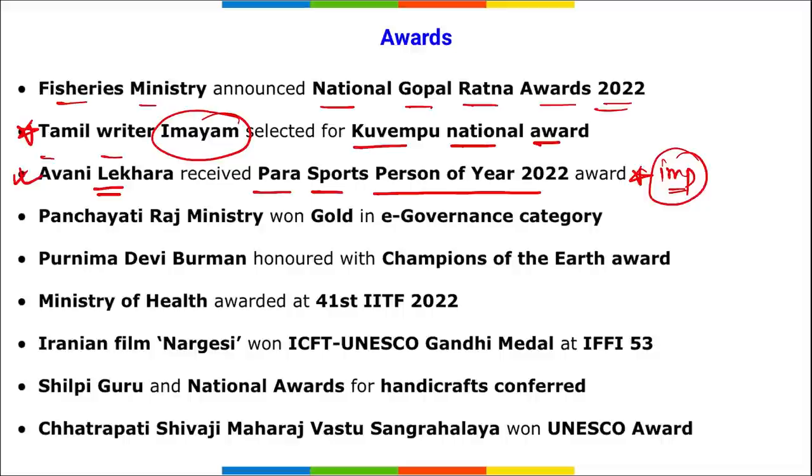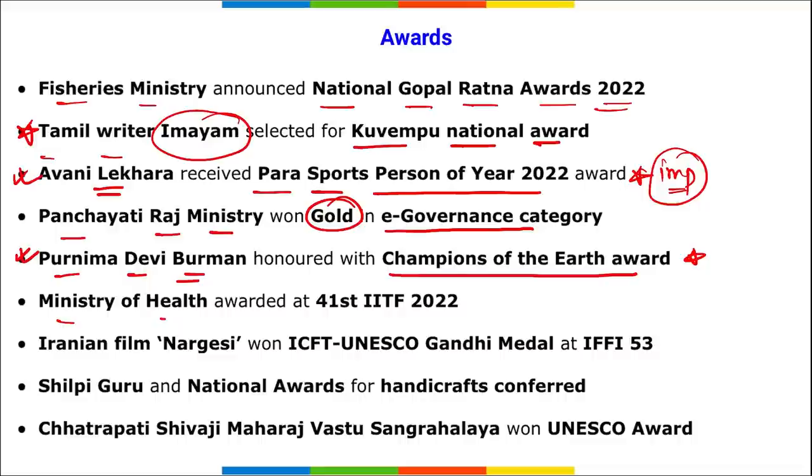Then Panchayati Raj Ministry won gold in the e-governance category. Purnima Devi Burman has been honored with the Champions of the Earth award. This is for keeping our earth clean, alright, safe, and then working towards the sustainable development goals. Alright, so remember, who has been honored with the Champions of the Earth award? Purnima Devi Burmanji. Important. Next, Ministry of Health has been awarded at the 41st IITF 2022.